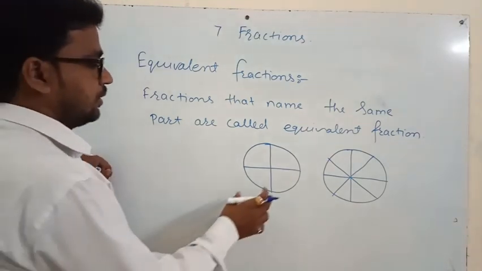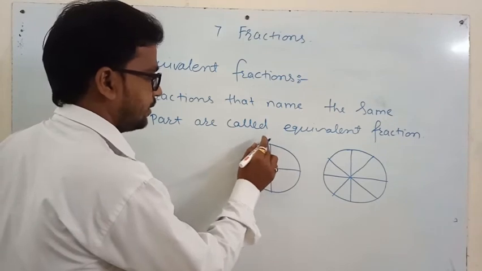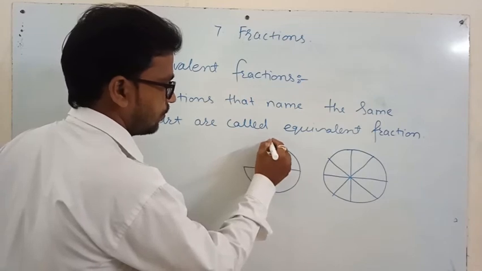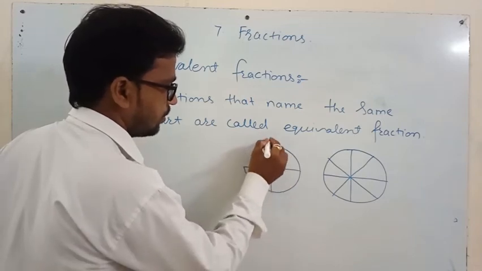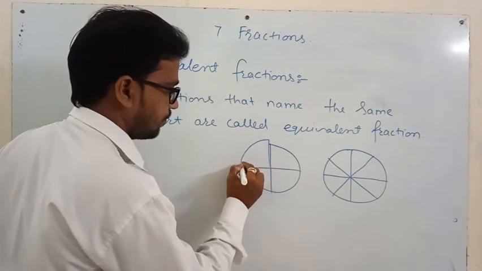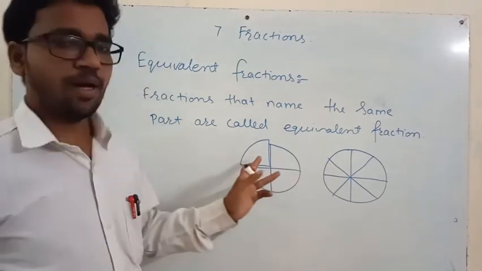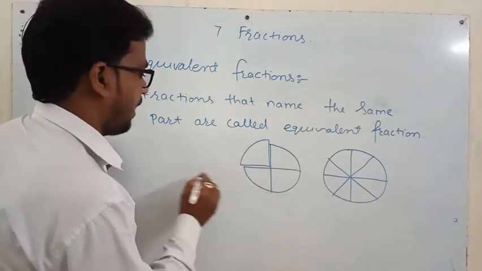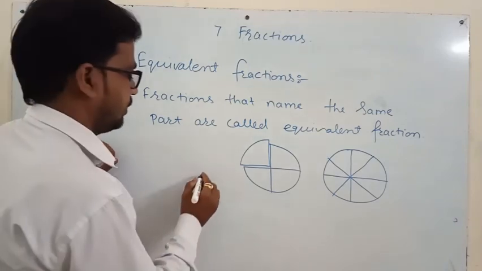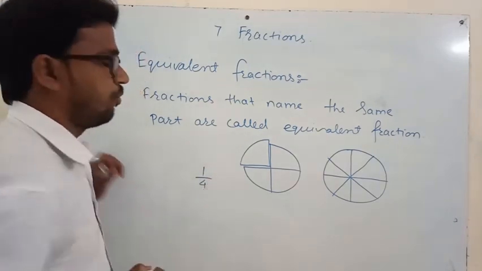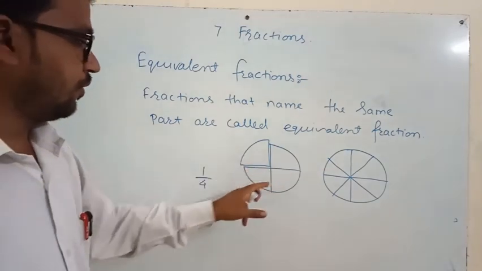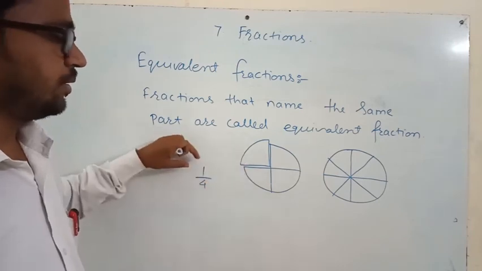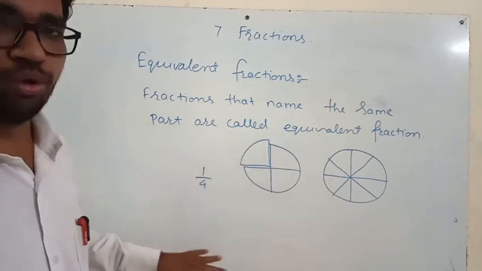Now suppose I ate one part from this pizza. So what fraction have I written? It is 1 by 4. 1 by 4 means 4 equal parts are there, so we take 4 parts in the denominator, and one part I ate. So it is 1/4 part.